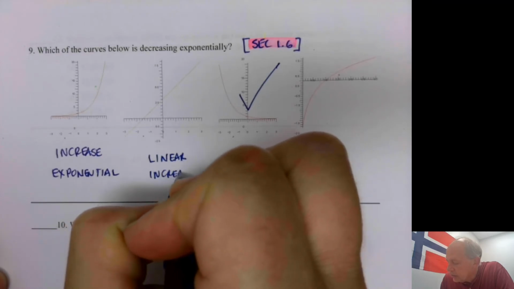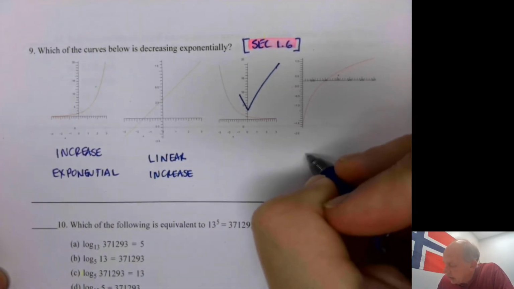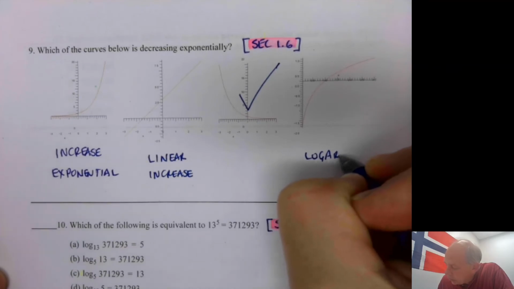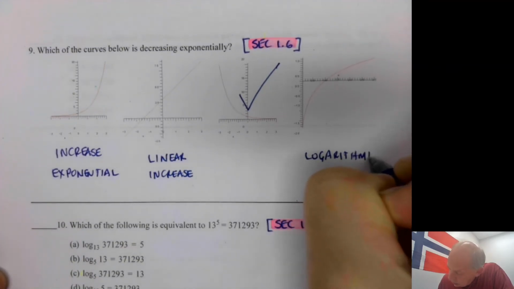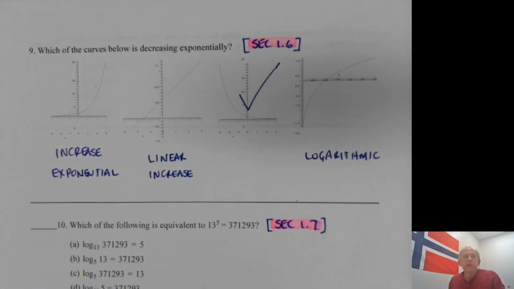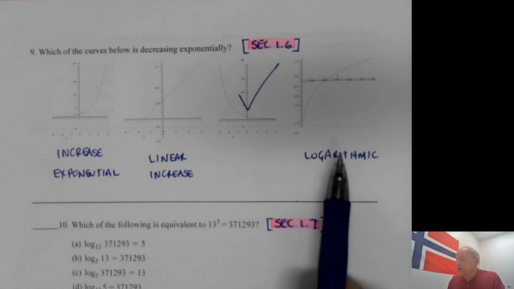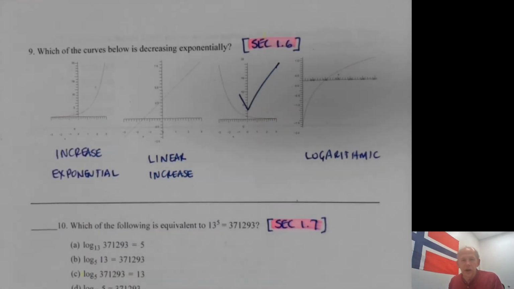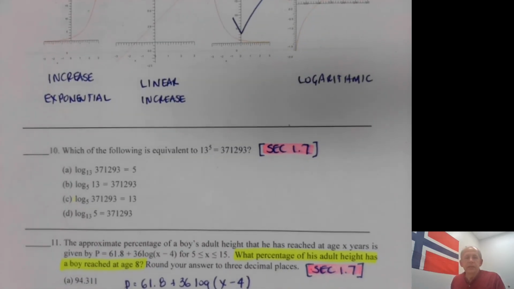This increases. This last one, a logarithmic model for the graph. So for this particular one, it decreases exponentially. On the final exam, you might have one that increases exponentially or a logarithm graph. It depends, but for the practice final, decrease exponentially. Take a look at number 10.